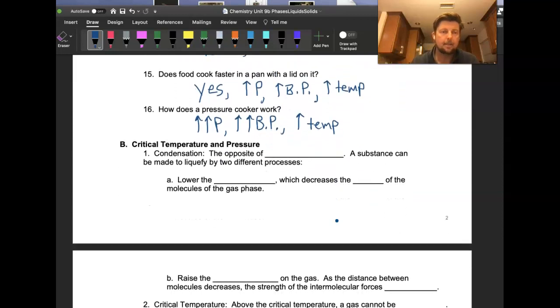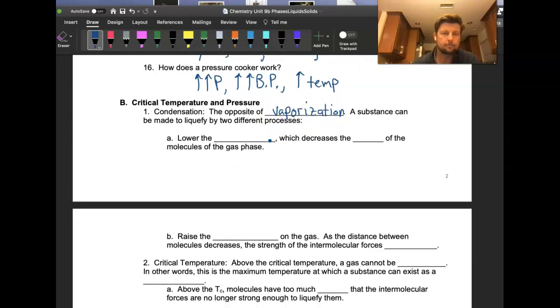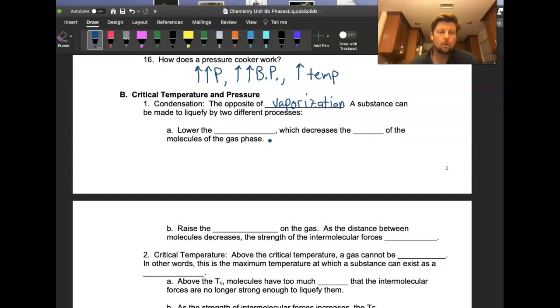Okay, a couple more things. Critical temperature and pressure. For condensation, real quick definition, this is the opposite of vaporization. So where vaporization is turning a liquid into a vapor, condensation is turning a vapor into a liquid. So one way to cause something to liquefy is to lower the temperature, and that decreases the kinetic energy of the molecules in the gas phase.